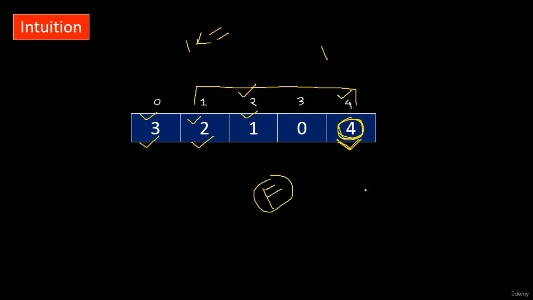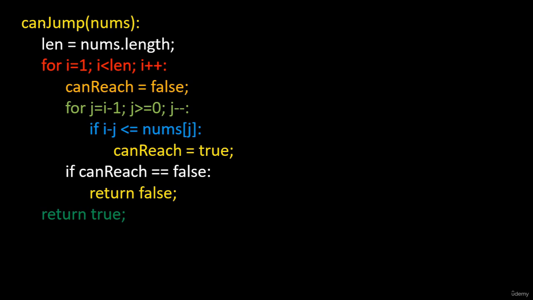The time complexity of this solution is big O of n square. And the space complexity is constant, big O of 1. Now let's see the algorithm for this naive solution. This is the algorithm for the naive solution.